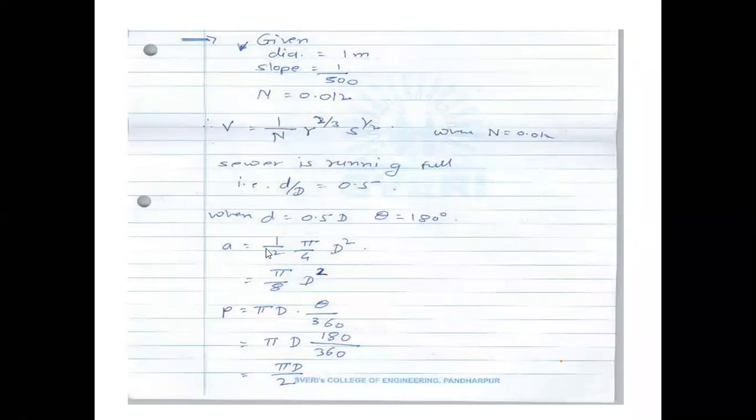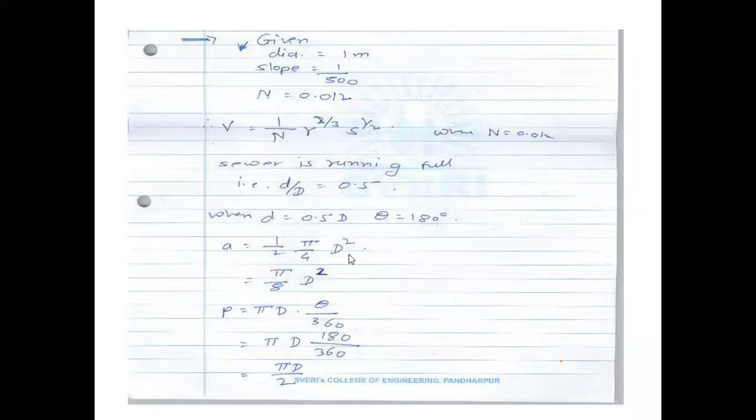Is it? So small a is equal to 1 upon 2 into pi by 4 into d square. Right. If we were calculating capital A, we would have taken pi by 4 d square. If we were calculating small a, we would have taken the equation derived earlier with theta. But here it is the half full condition. So simply we are taking 1/2, that is the half, and then pi by 4 into d square. So that equation becomes pi by 8 into d square.